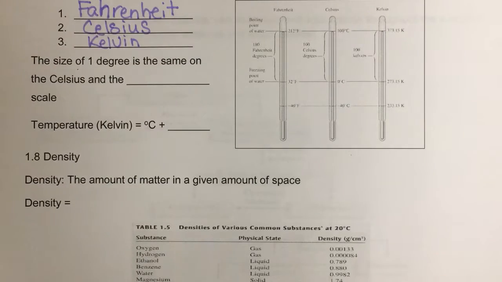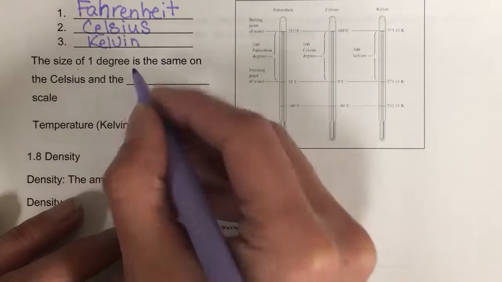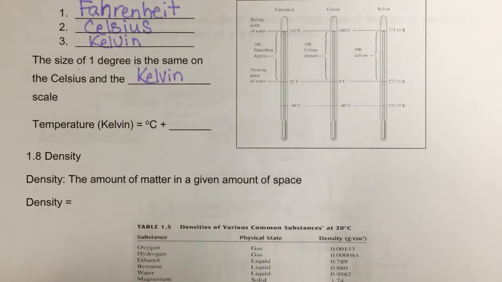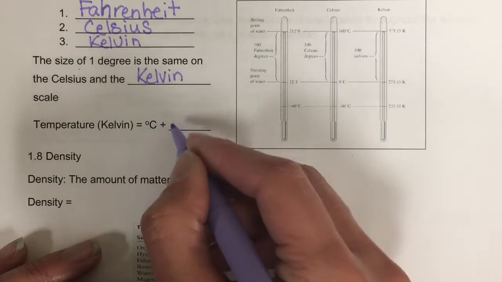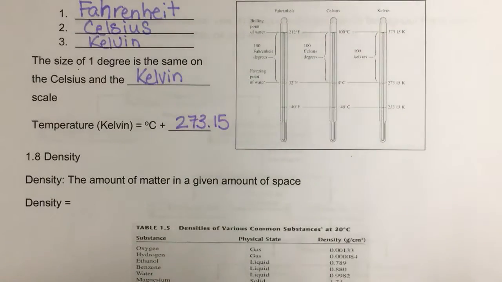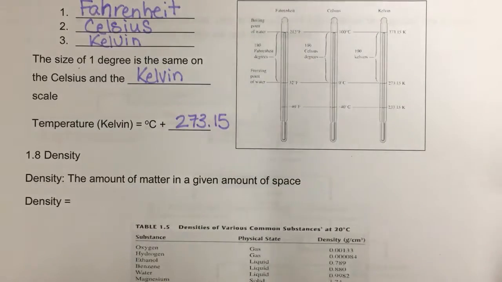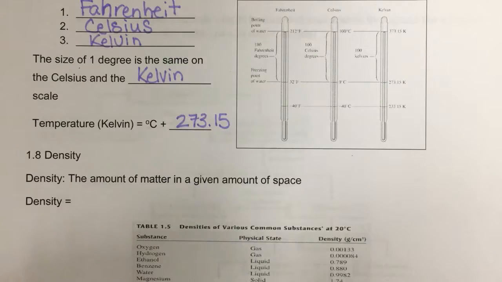Now, when we talk about Celsius and Kelvin, the size of 1 degree is the same on Celsius and Kelvin. These two are really easy to change between. What you do is you take your degrees Celsius and you add 273.15, and you'll see me usually just add 273 to get close. But 273.15 plus your Celsius gives you your Kelvin, okay? So it's the exact same scale. They're worth the same amount, but Kelvin's going to always be 273 degrees higher, okay?